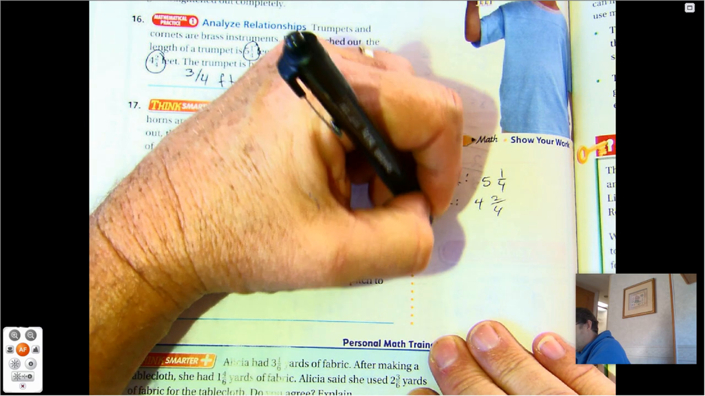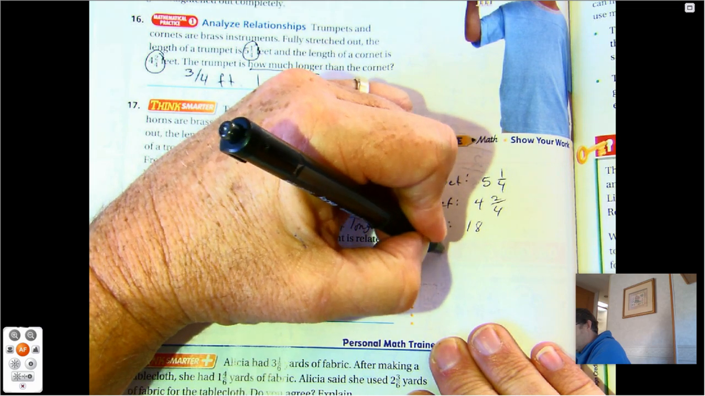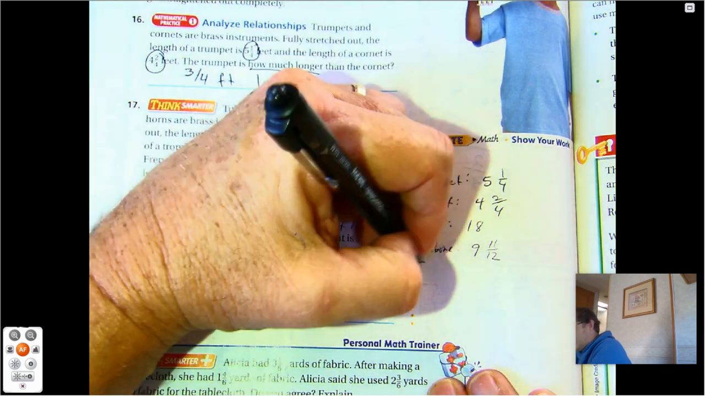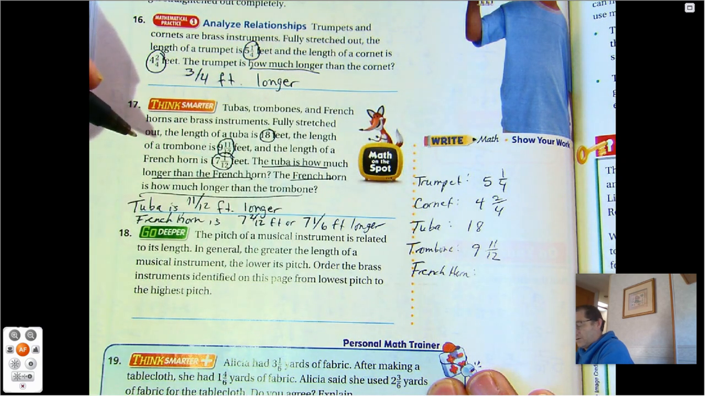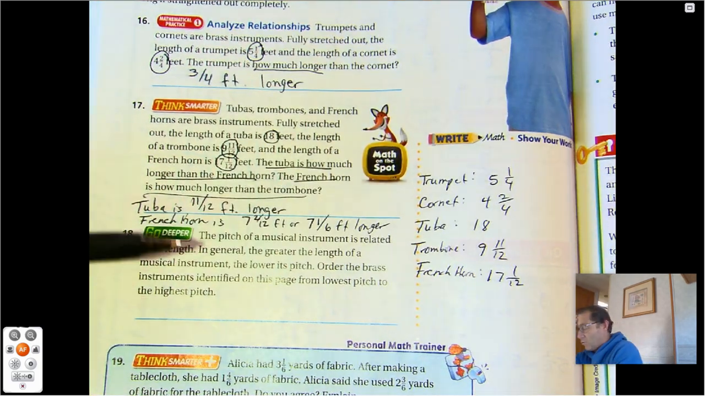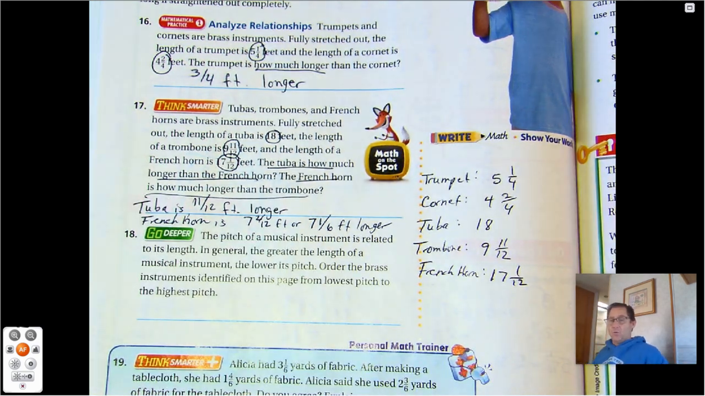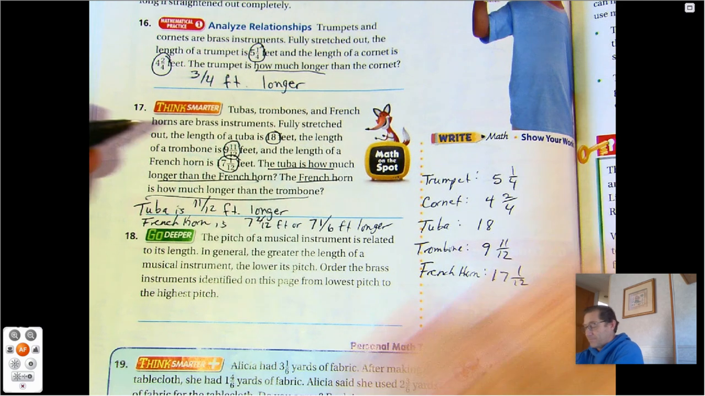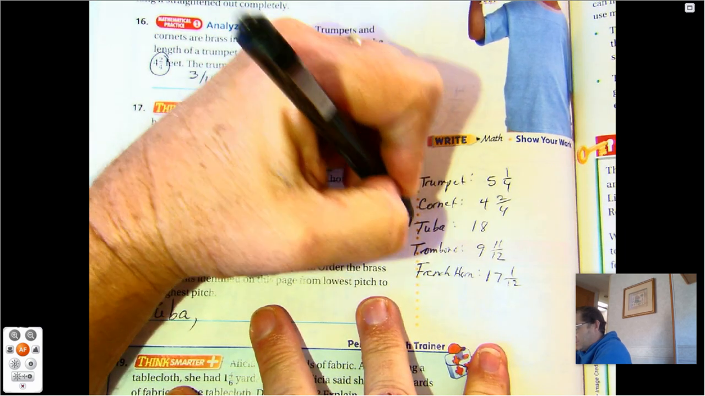The tuba was 18 feet. The trombone was 9 11/12 feet. And the French horn was 17 1/12 feet. So we need to order these from lowest to highest. So the longer it is, the lower. Okay, so the longest. Well, 18 is the longest, right? So tuba was first, or the lowest.